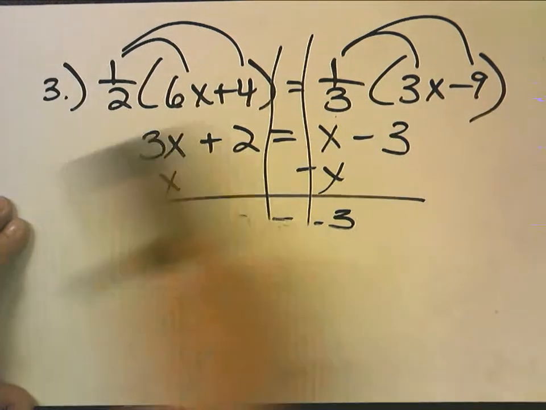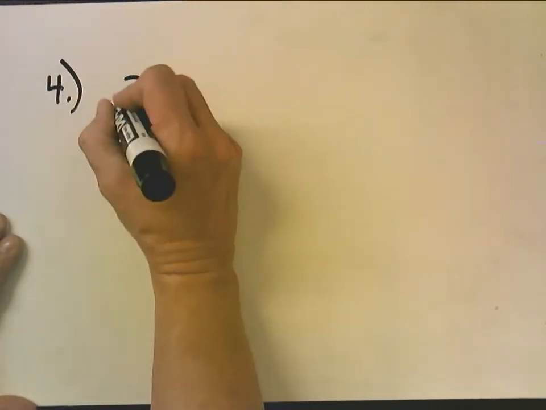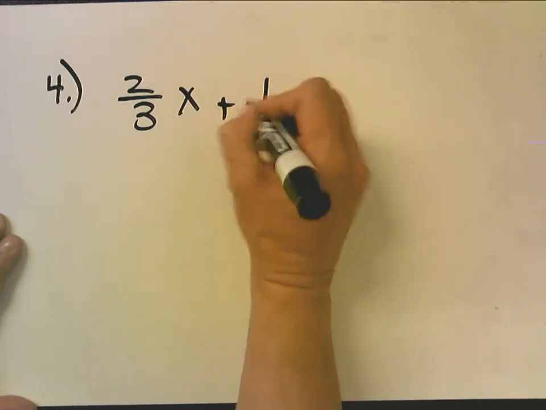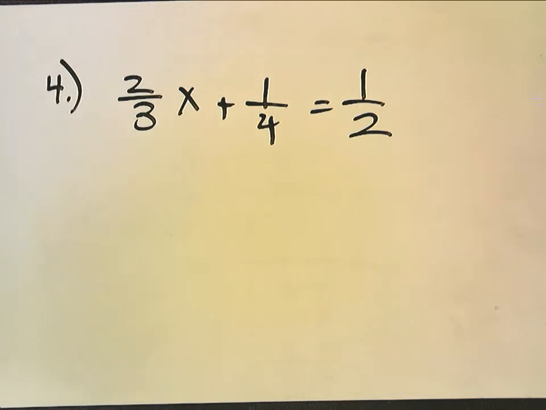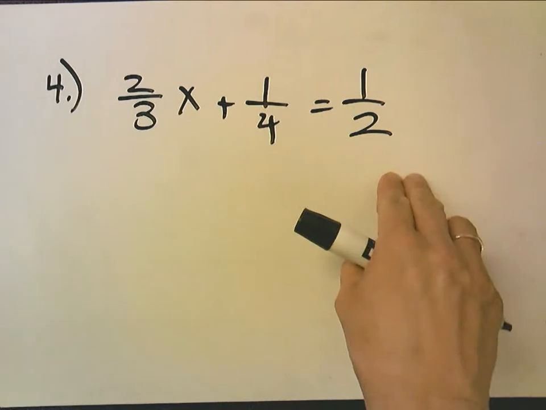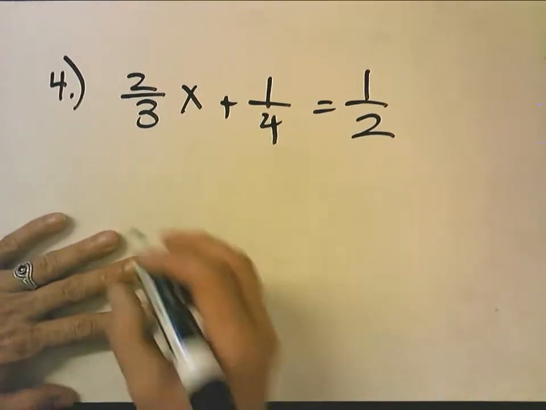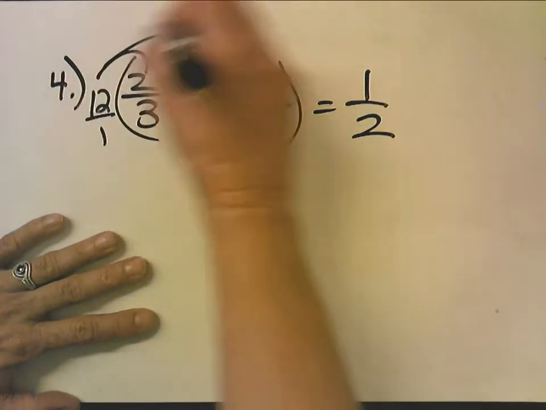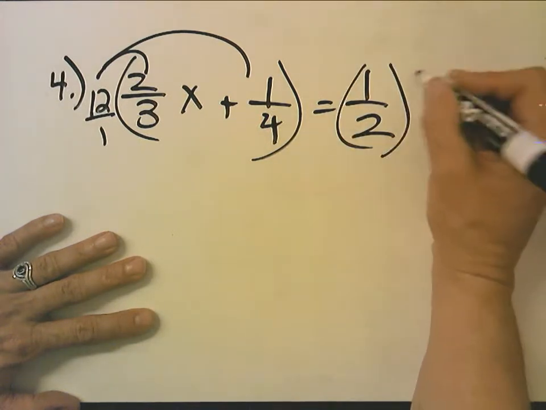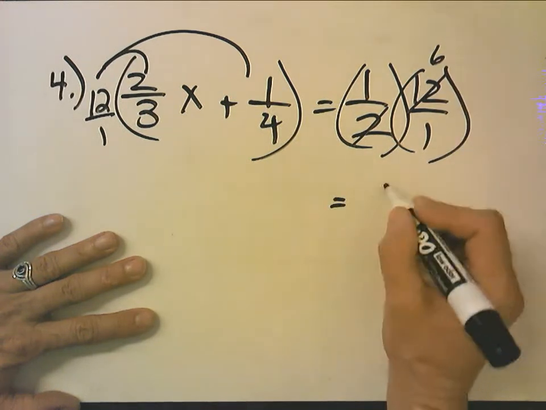Okay? Now, for number 4, 2/3 x plus 1/4 equals 1/2. Here is a classic case of where you'd multiply by the common denominator, because you have 3 fractions and we just want to get rid of it. So here the common denominator is 12. So I'm going to multiply this by 12 and distribute. Multiply this by 12. This becomes 6.